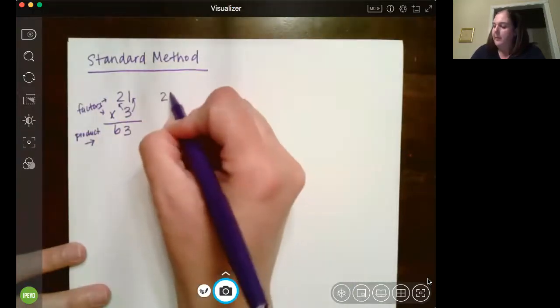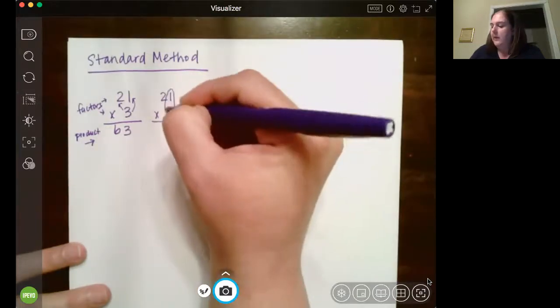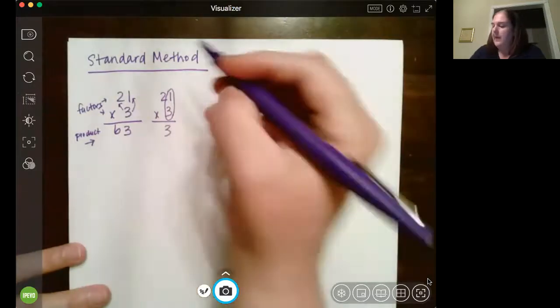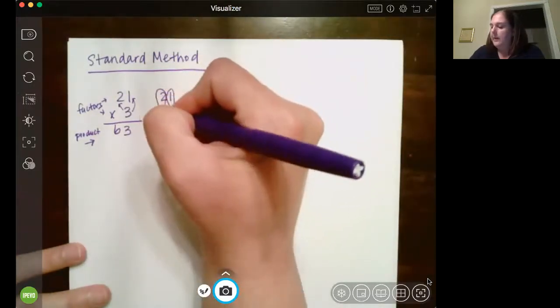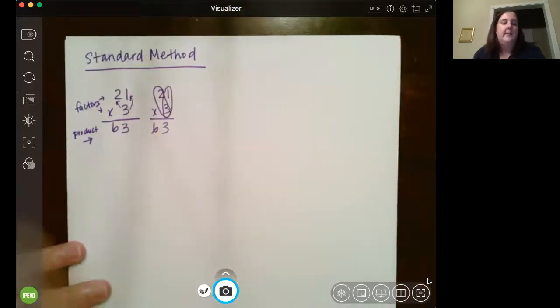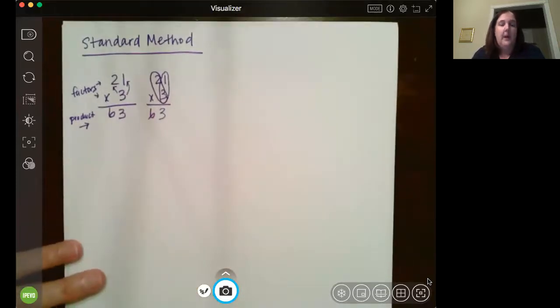Sometimes you'll see people, when we use this method, make a little loop around it, and they'll say, okay, 3 times 1 is 3, and then they'll take the 3 and loop it around to the 2. 3 times 2 is 6. This is just the traditional standard method. So we're going to work through some examples. You might grab a pencil and some paper so that you can practice right along with me, and then you'll be able to go to your Google Classroom assignment.